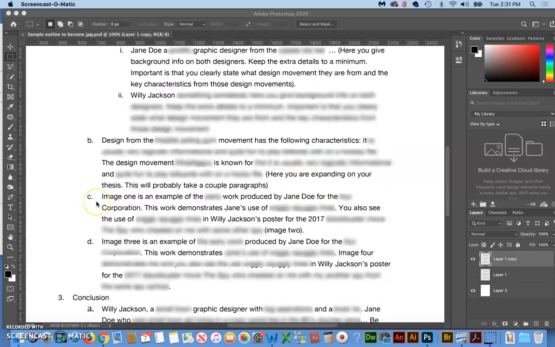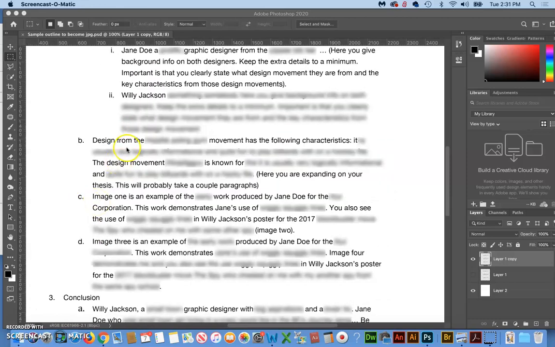So background for both of them, and then you could go on and describe design from the different movements. So basically you're expanding on your thesis, and this will probably take a couple paragraphs.